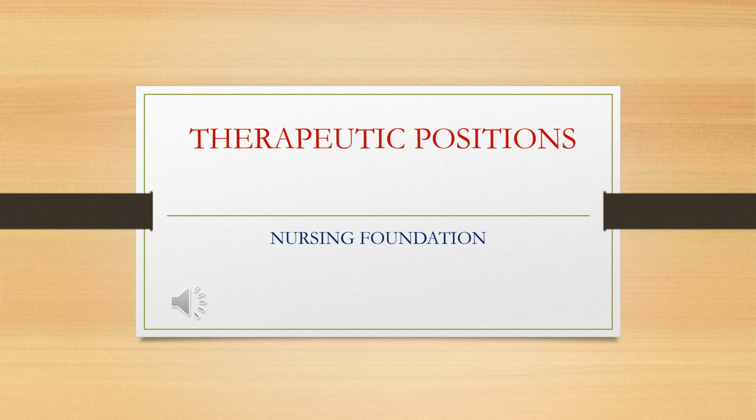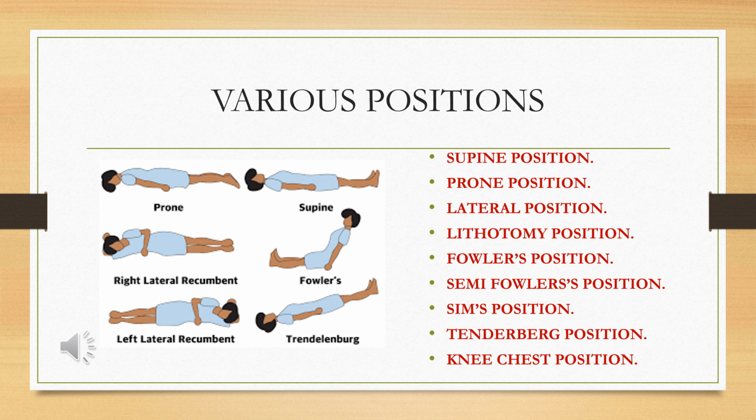So in this presentation we will be discussing various types of positions, how you can provide these positions to the patient, and what the importance of these positions is. Here is the list of certain positions which we can provide to the patient. The most commonly used positions are supine position, prone position, lateral position, lithotomy position, Fowler's position, semi-Fowler's position, Sims position, Trendelenburg's position, knee chest position, and reverse Trendelenburg's position. So let us discuss them one by one.